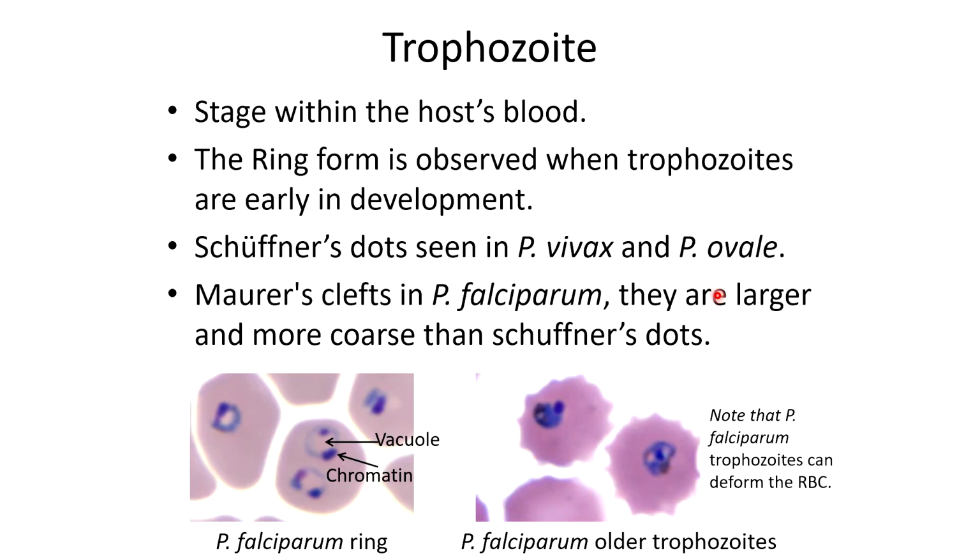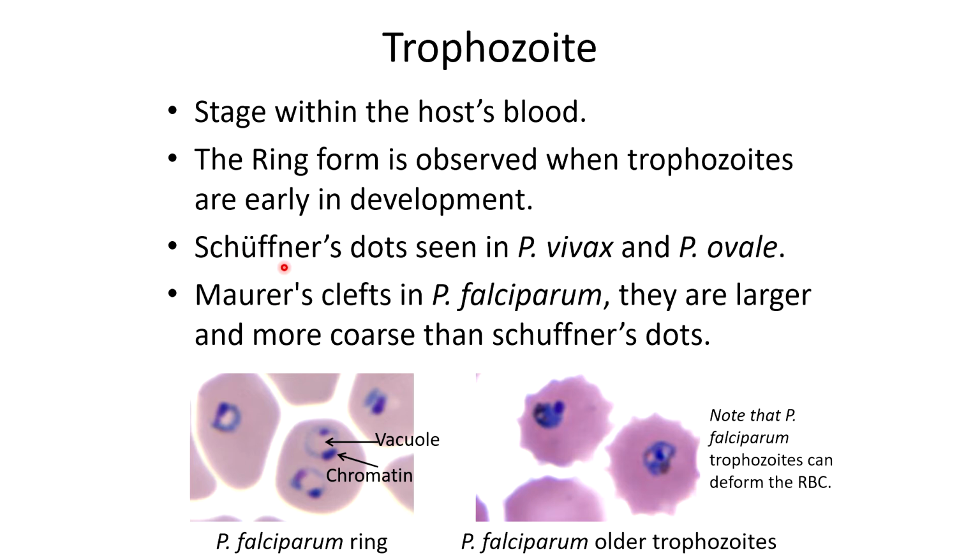So moving on to the trophozoite stage, this is the stage that's found within the red blood cell of the host. The ring form, which we see here in this image, is what's present in early trophozoite development. It's usually very thin, and that's how you can tell that it's a ring and not a more developed trophozoite. They also have a vacuole in the center of them, which also indicates that they're a ring form. This image is comparing younger trophozoites, which would be forming a ring, to older trophozoites of P. falciparum. Also note that P. falciparum trophozoites can deform the red blood cell. That's important in comparing the infections between the different species of Plasmodium.